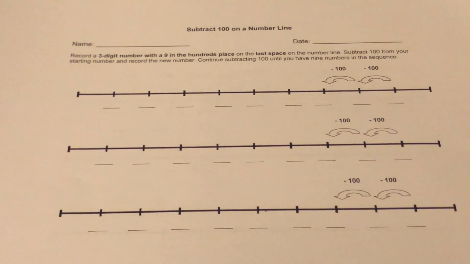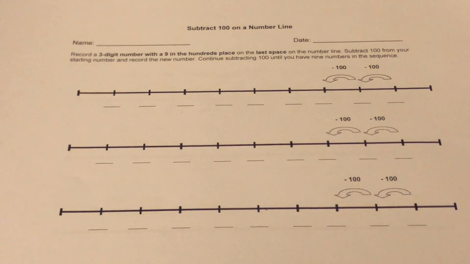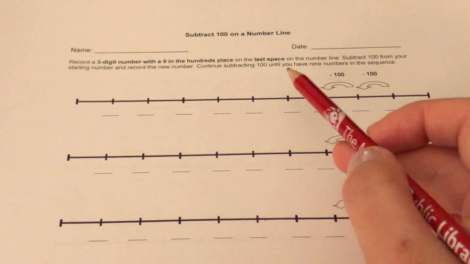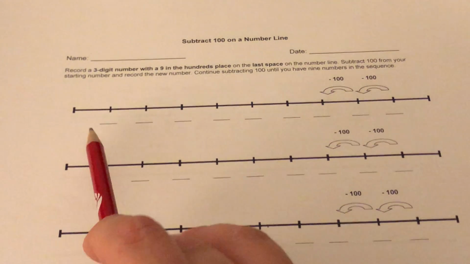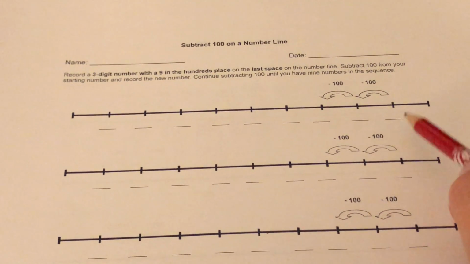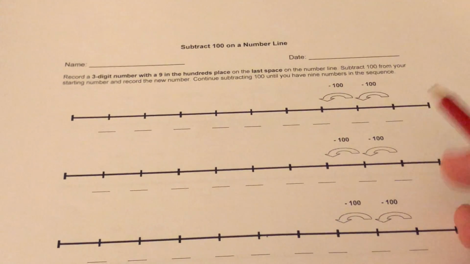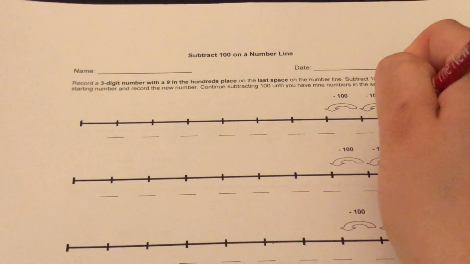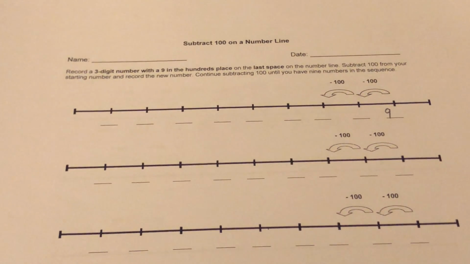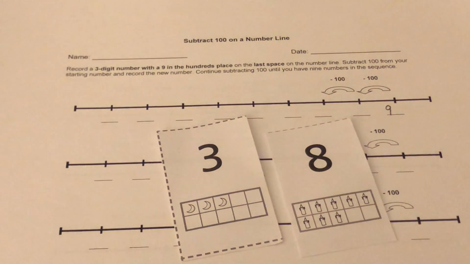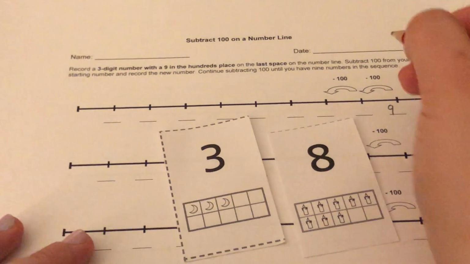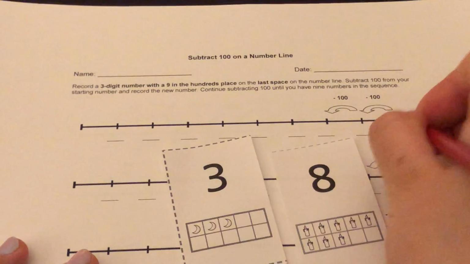And what that's going to involve is recording a 3-digit number with a 9 in the hundreds place on the last space on your number line. So that would be here this time, because this time we are subtracting by 100, and we always put the largest number on the right hand side. So I know I need a 9 in my hundreds place because they told me that. I'm going to pull 2 cards to decide on the tens and ones place. So 938 it is.